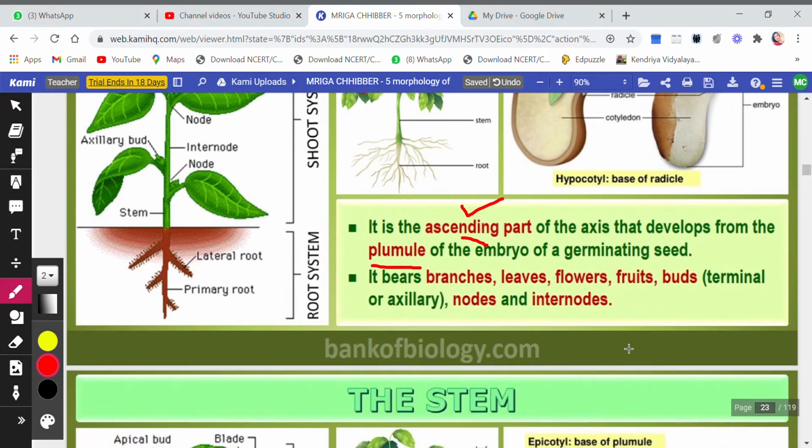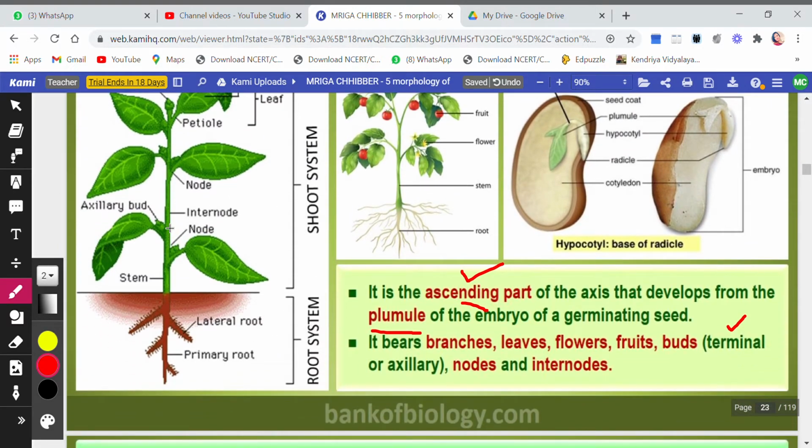It bears branches, leaves, flowers, fruits, buds, terminal or axillary. Now, buds can be terminal, that is, they can be at the tip, or axillary, that is at the axil. You know what is an axil? This is the axillary. This is the axil. If a bud is present in an angle, that is axillary.